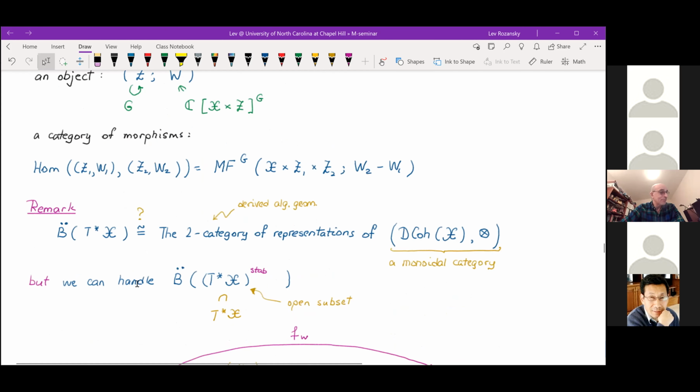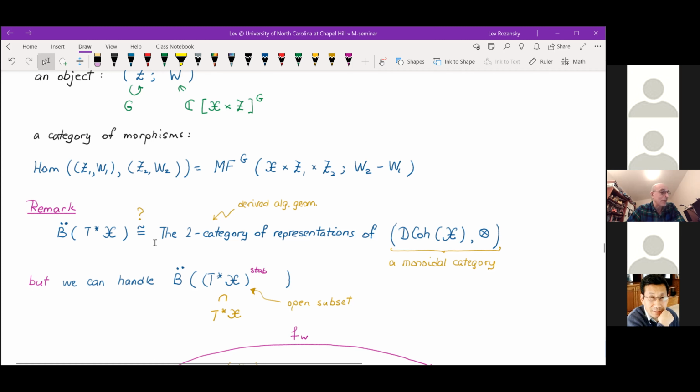Here is a remark. Presumably, thus defined, this two category of the cotangent bundle is the same as the two category of representations of the category of coherent sheaves taken with monoidal structure given by tensor product. So take a variety X, take coherent sheaves. You can tensor multiply them. This gives you a monoidal structure. Now you can ask the question, what's the two category of representations, whatever this means. I could go a little bit into this story with some examples, but let me just skip over.